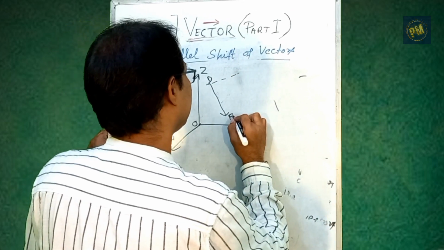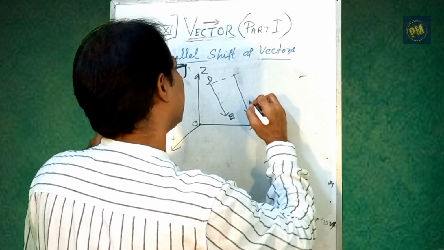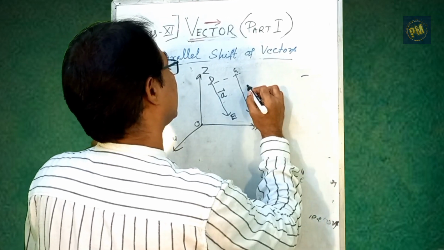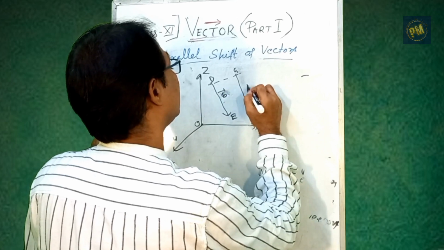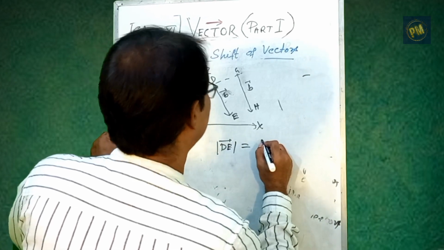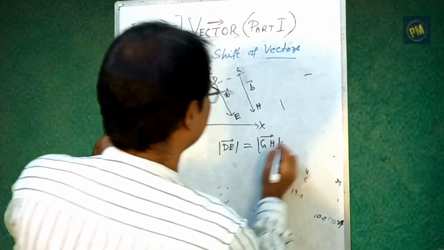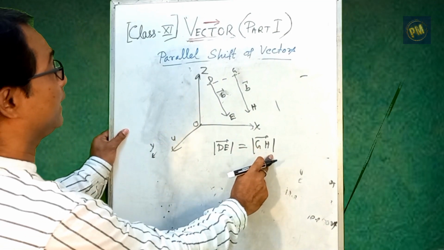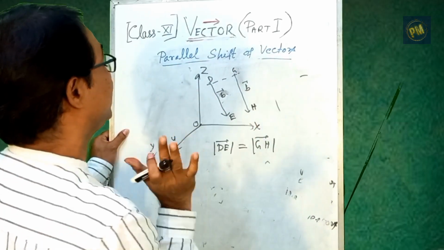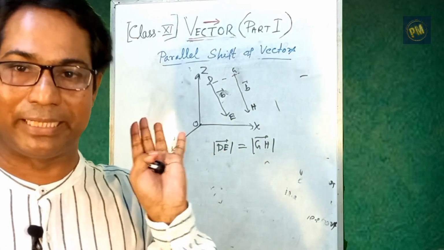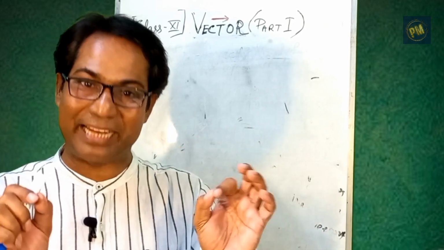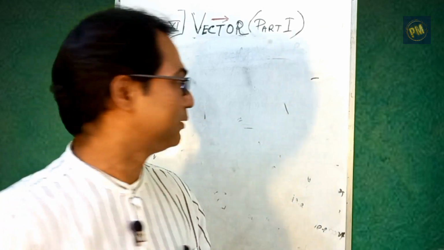DE is shifting to position GH, both are taking B. DE has the same magnitude as GH, and DE and GH are parallel, that is, without changing the direction. This is the parallel shifting of vectors. Now we can discuss a very important topic, that is the angle between the two vectors.